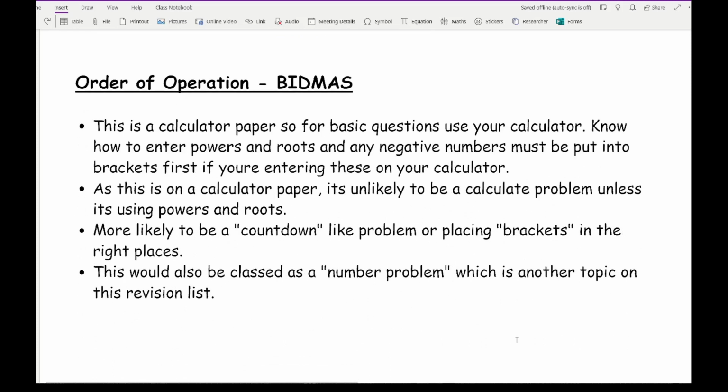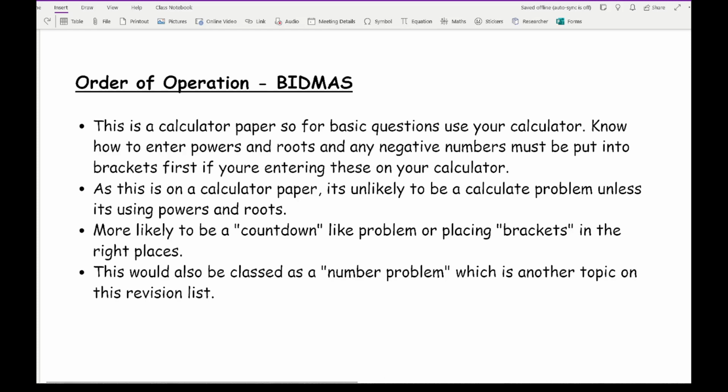So order of operations. Now this is basically BIDMAS or BODMAS, depending on how you want to call it. Now the key thing to remember is that this is a calculator paper, so don't be afraid to actually use your calculator. If it's a basic BIDMAS question where you've just got to work out a calculation with a mixture of adding, subtracting, multiplying, dividing, powers and brackets, then use your calculator, but make sure you know how to use your calculator correctly.